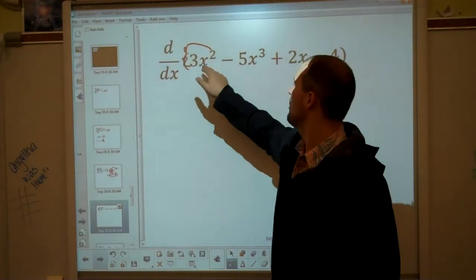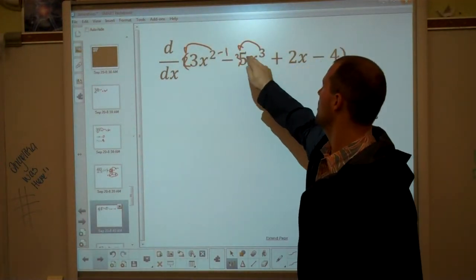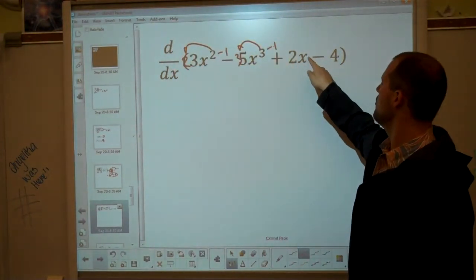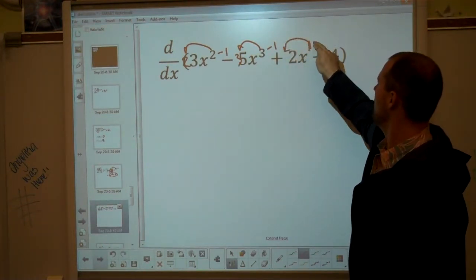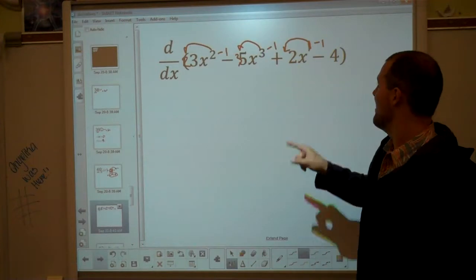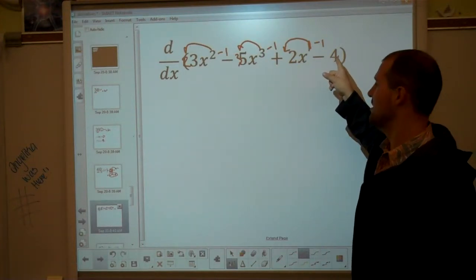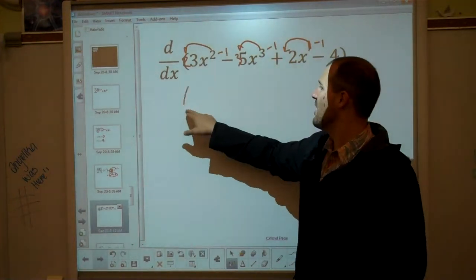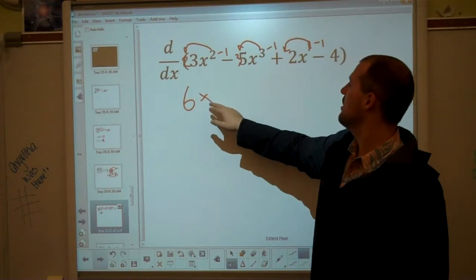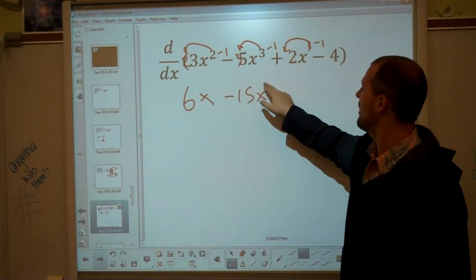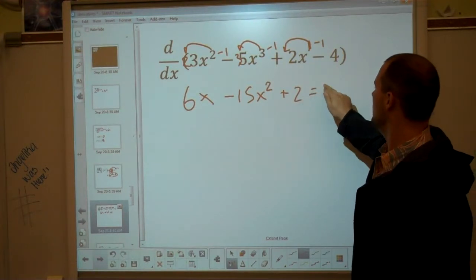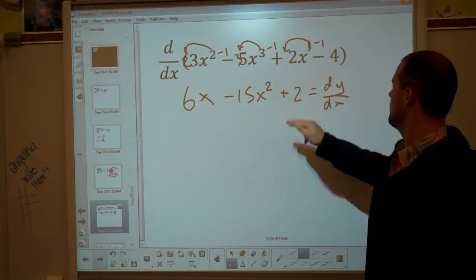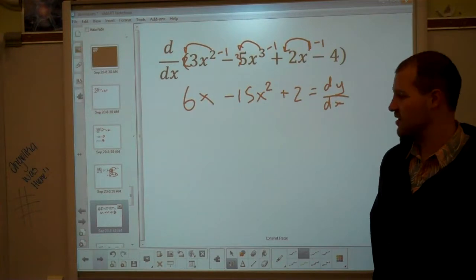Pull the 2 down, minus 1. Pull the 3 down, minus 1. Ooh, what happens there? That's a 1. Pull the 1 down, minus 1. And then constants turn into 0. So let's write out what we have. We have 6x minus 15x squared plus 2. And that is our derivative, dy dx. Okay, now it's done.